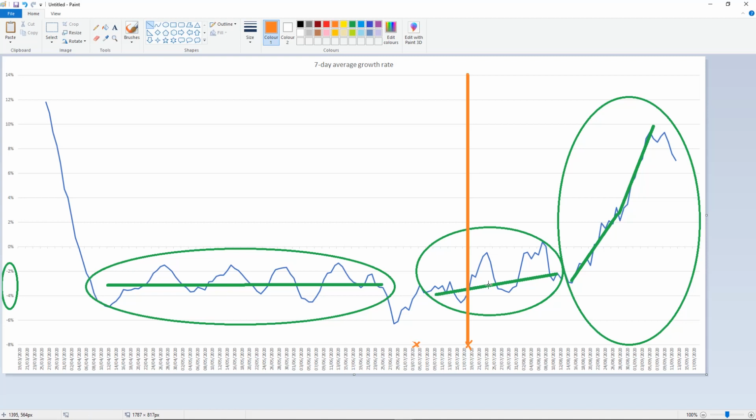So what have we got here? Well, we've got this modest increase, we've got this which is starting to accelerate, and we've now got where we are today, which is seeing an increase of about 8 or 9% per day. That leads to a doubling time of about 8 to 10 days, depending on which day you're looking at.